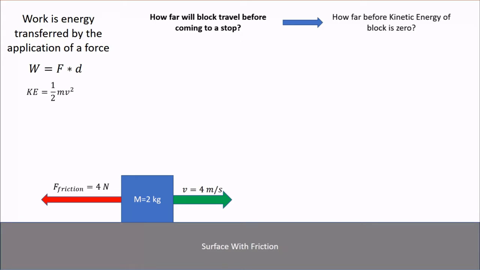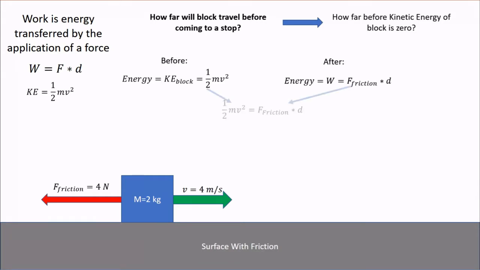So let's set up the following equation. At first, the only energy we have is the kinetic energy of our block. Afterwards, the kinetic energy of the block will be zero, but that kinetic energy has to have gone somewhere. In fact, it was all transferred by the work of friction, which equals the frictional force times the distance traveled. What type of energy it was transferred into, or where it went, doesn't matter for our problem right now. So afterwards, we just have the work done by friction. Now, because energy is conserved, we can equate the before and after energies to each other.